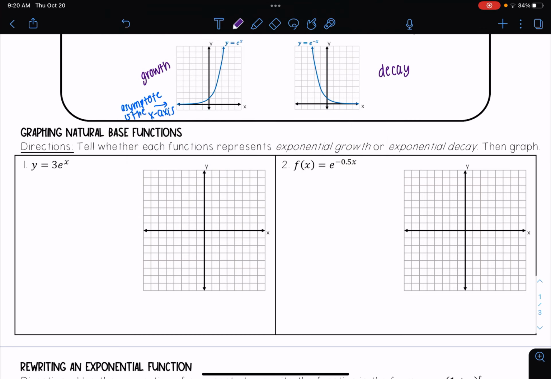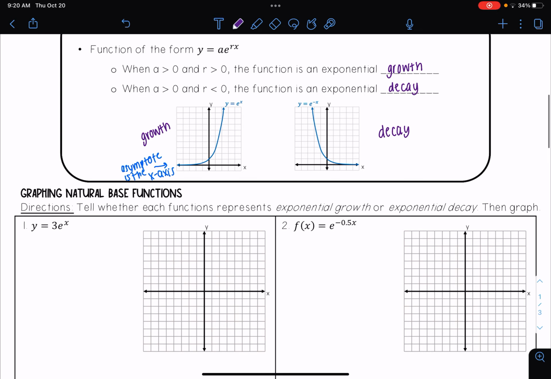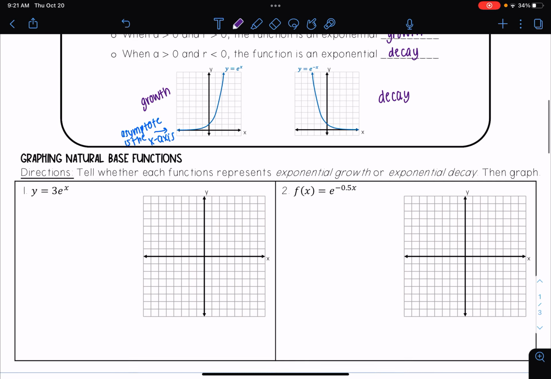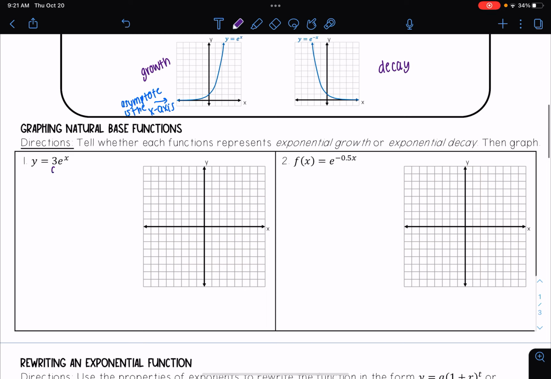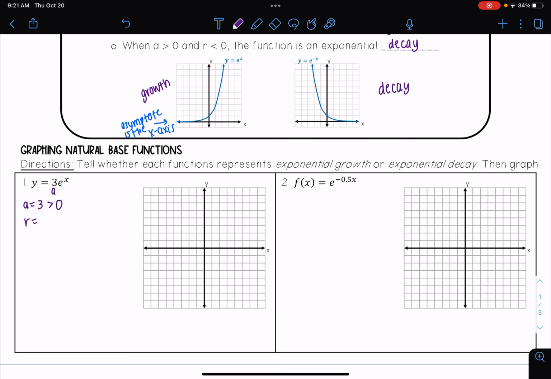So number one, I have y is equal to 3e to the x. So I'm looking to see whether my a and r are positive or negative. Well, my a I see is 3, which is positive. And then my r is that number in front of x. Here there is no number in front of x, so it's really an invisible 1 that's there. So r is equal to 1, which is also positive. So since both of these are positive, that means that this is going to be exponential growth.